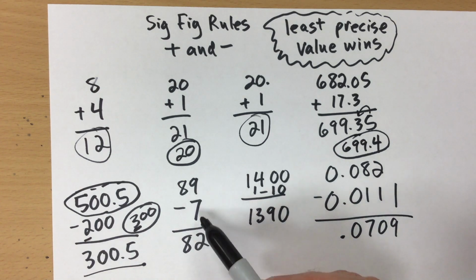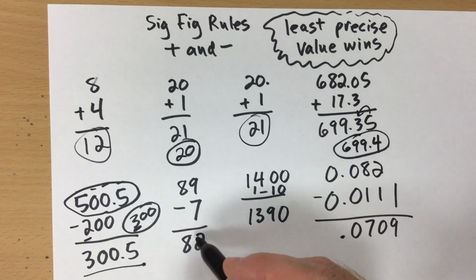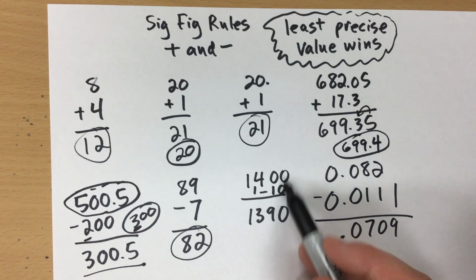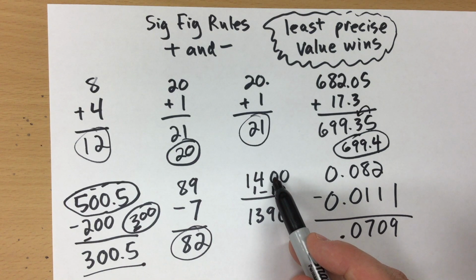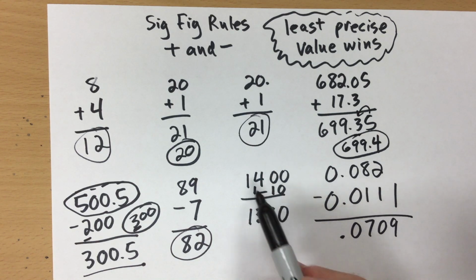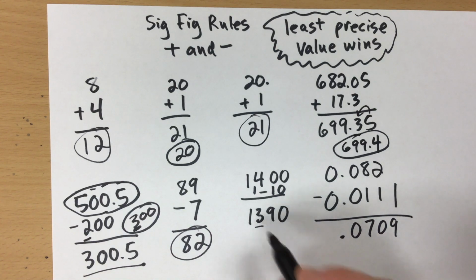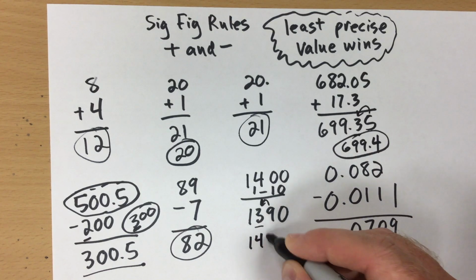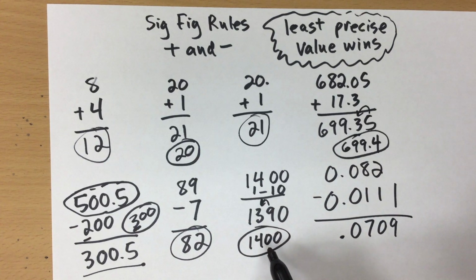Going to this one, 89 minus 7 gives us 82. This measures to the ones place and to the ones place, so I can keep it just like that. Subtracting these two, neither of them measure to the ones place. This one does measure to the tens, but this one doesn't. This one is only precise enough to the hundreds. So here's an interesting case. If I have 1,400 minus 10, I need to go to the hundreds place. If I go to the hundreds place, well, what happens? My answer is still just 1,400. Even though I did subtract them, when I come to the Sig Fig answer, it's the same answer.